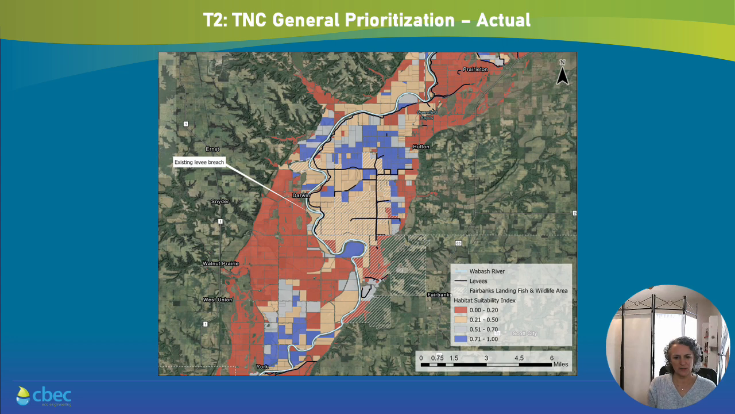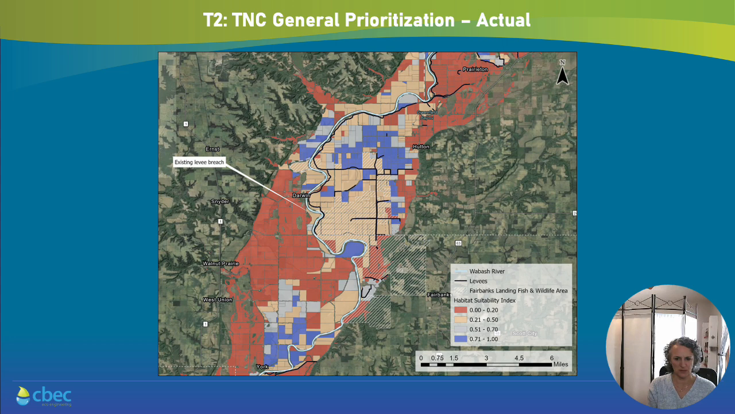So in Tier 3, we were able to narrow it down to 2 sites that we took a little bit further and really looked into the details about what it would take to restore a couple of different properties. The site we were looking at, with the hash marks, is the Fairbanks Landing Fish and Wildlife Area, managed by the Indiana Department of Natural Resources. There was a levee breach a few years ago, so that property had been flooded, and then the DNR came in and restored it into a fish and wildlife area.